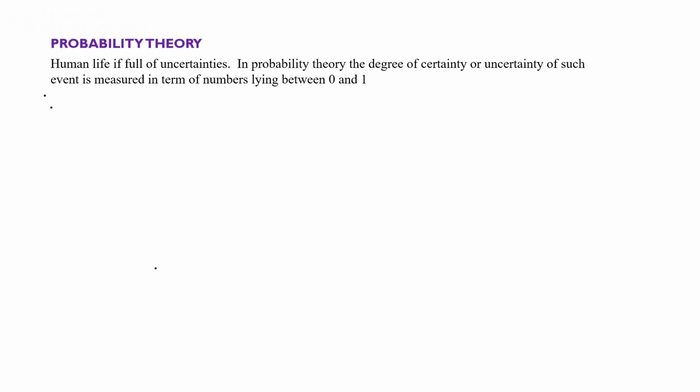So what is probability theory? Human life is full of uncertainty. In probability theory, the degree of certainty and uncertainty of such an event is measured in terms of a number lying between 0 and 1.